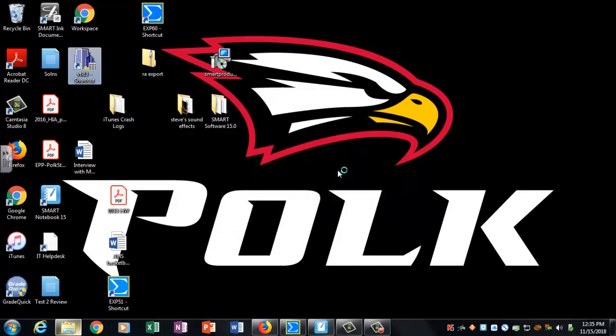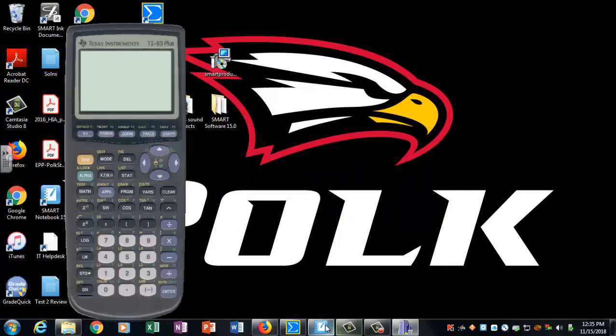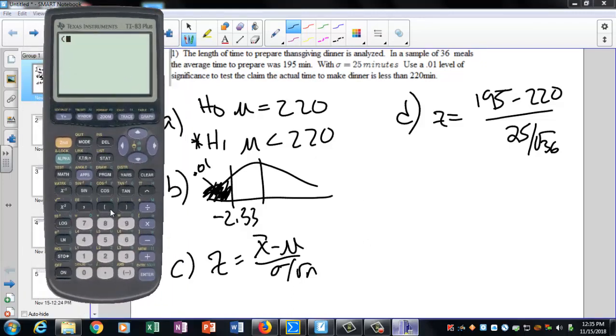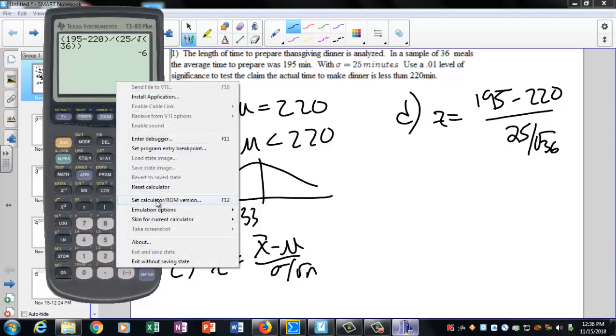All right. You guys are going to get the full explanation today. So now to type this in, open parentheses 195 minus 220, divide by open parenthesis 25 divided by square root of 36. Okay. You get negative 6. Does everybody see that?